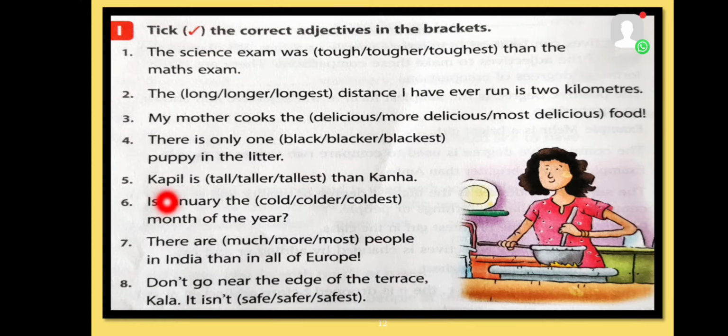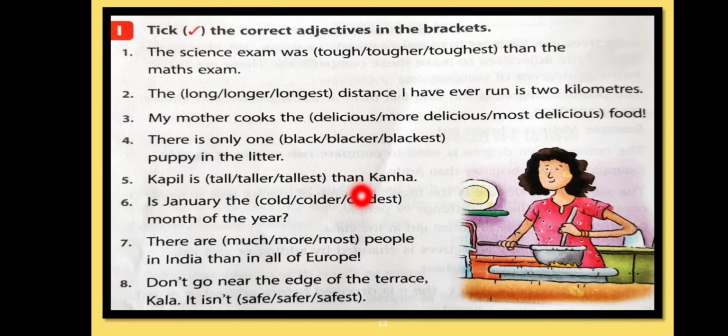Kapil is tallest than Kanha. So two people are compared. So it is comparative degree, and also the word than is used. So we have to use the er form, taller. It will be the comparative form of tall. Tall is taller. And than is the keyword.